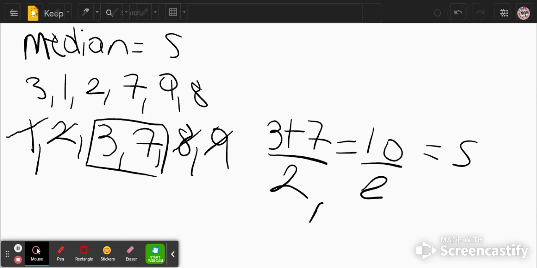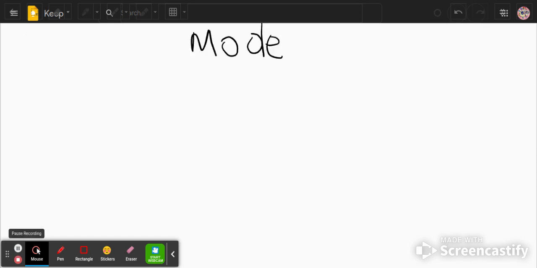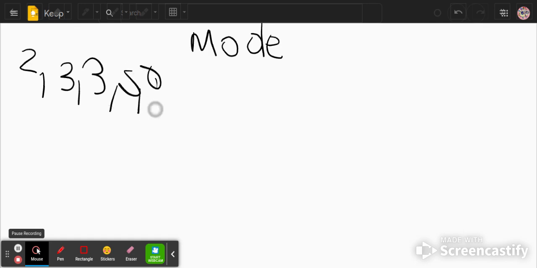Let us discuss the mode. The mode is simple, right? It is basically the number which occurs the most. So let's say, for example, the numbers are 2, 3, 3, 5, and 9, right? Which number repeats? If you realize, 3 repeats 2 times, so it occurs the most. So therefore, the mode is equal to 3.